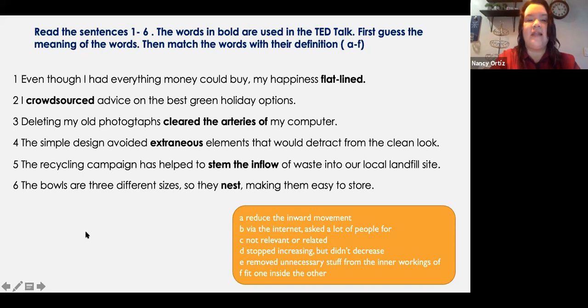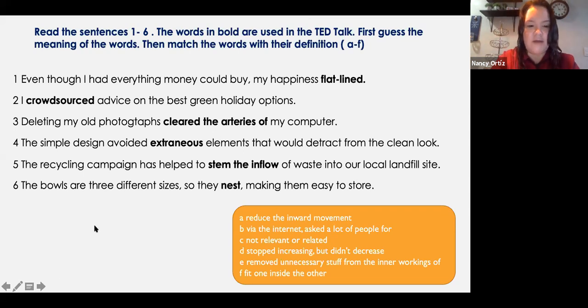We're going to read the sentences from 1 to 6, okay? And you will notice that some of the words are in bold. They are used in a TED Talk that we're going to be looking at in the future from this book. First, I need you to try and guess the meaning of the words. Just guess and match the words with the definitions A to F that we have in the yellow rectangle. Okay, that's the first activity.